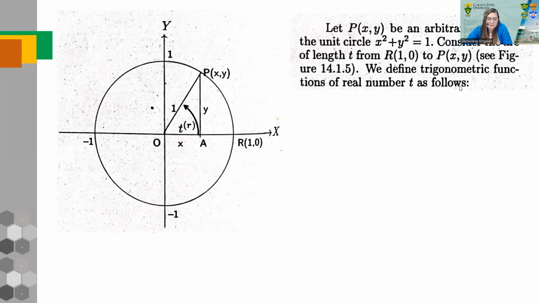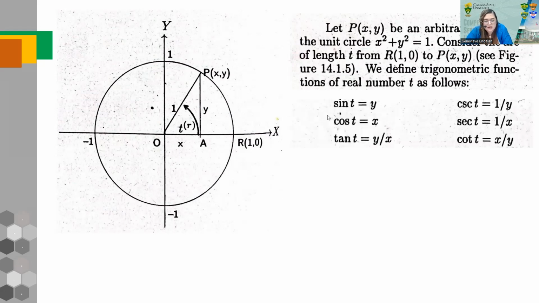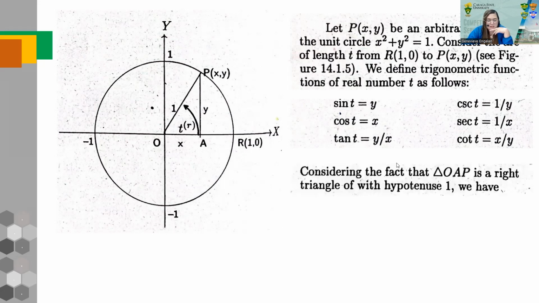Okay, so we define the trigonometric functions of real number t as follows. Sine of t is equal to y. Cosine of t is x, tangent of t is y over x, cosecant of t is 1 over y, secant of t is 1 over x, and cotangent of t is x over y.